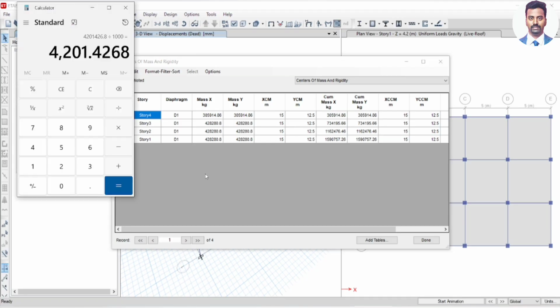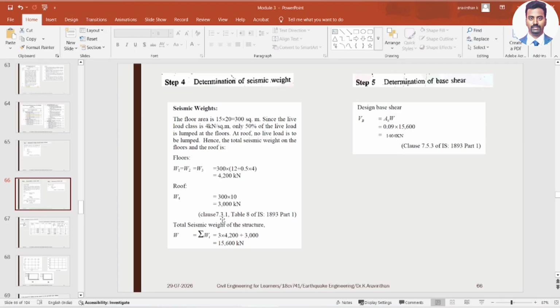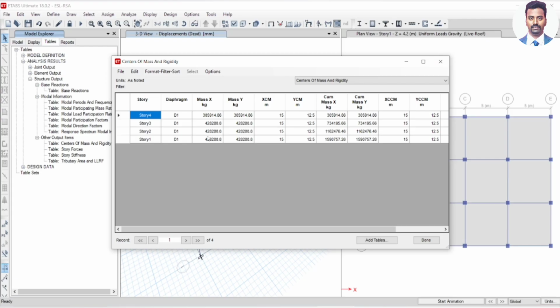And for the fourth floor, 305914. This is in terms of kg multiplied by 9.81 divided by 1000. We will be getting 3001, nearly 3000 kilonewton, which is being applied in the top floor. So whatever load we have provided, which we can see in both the directions, in x and in y directions, the mass will be the same.